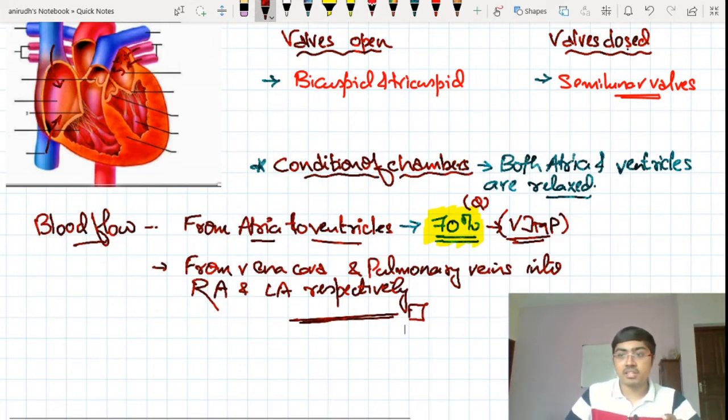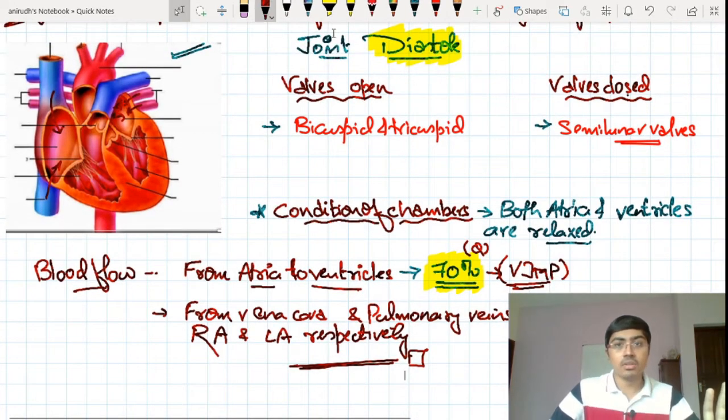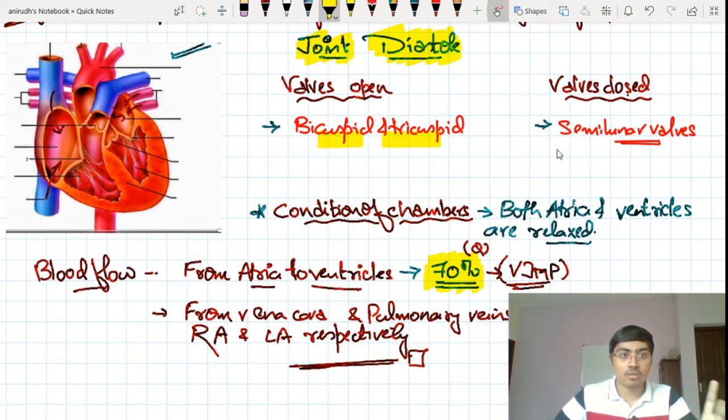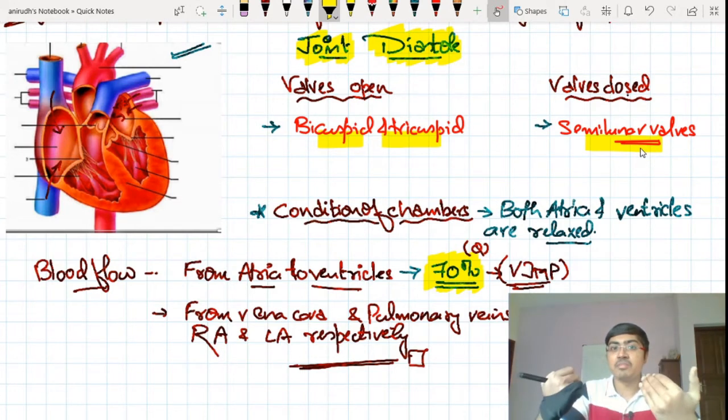I hope you are clear with this. So let us quickly revise what joint diastole is. Both atria and ventricle are in diastole, they are relaxed. That is why you call it joint diastole. During joint diastole, the bicuspid and tricuspid valves are open while the semilunar valves are closed. That means ventricles can receive the blood, but cannot send the blood anywhere.